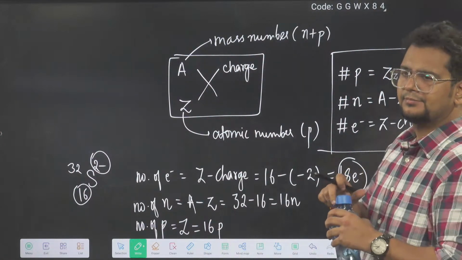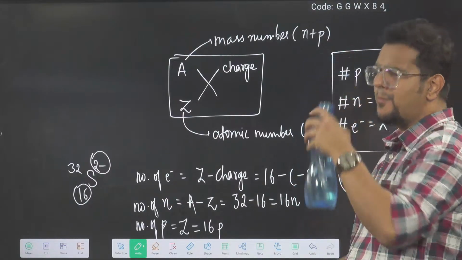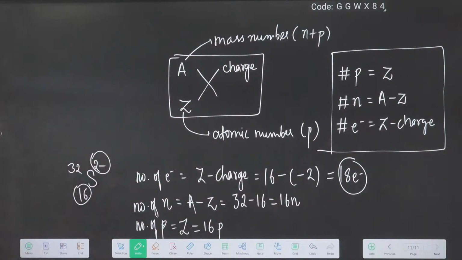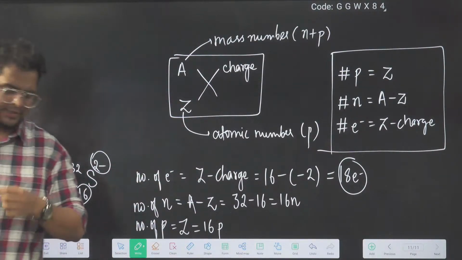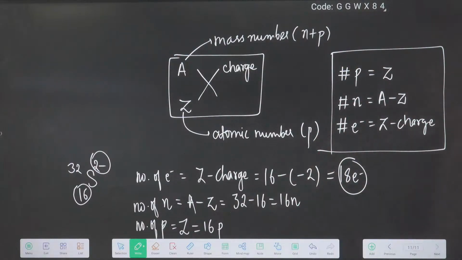Clear, bhai? Some questions still can come. Out of 45 questions, 5-6 questions still can be easy. That also we should be prepared for.